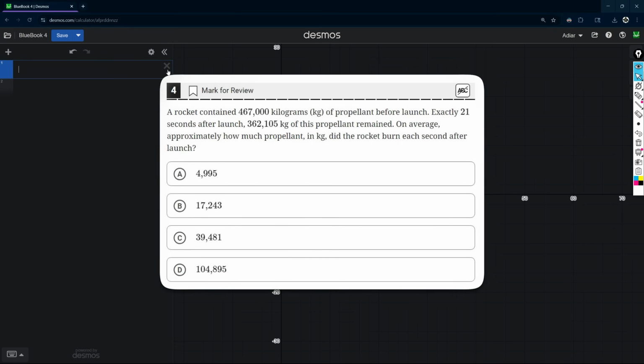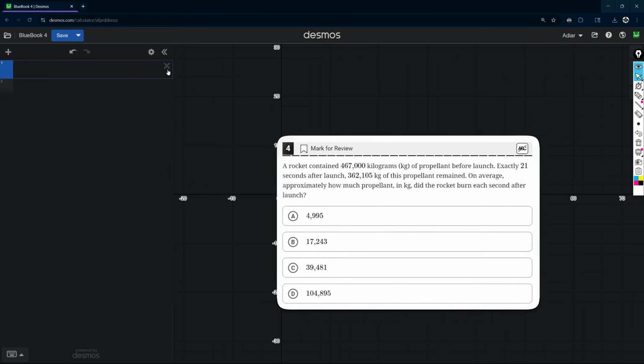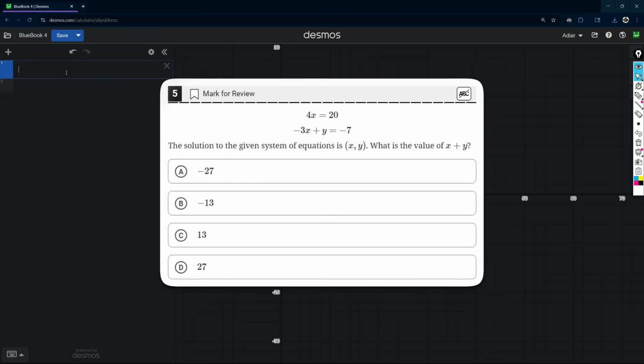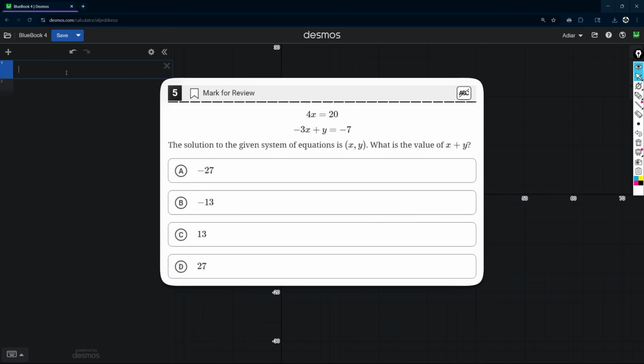A rocket contained 467,000 kilograms of propellant before launch. Exactly 21 seconds after launch, 362,105 kilograms of this propellant remained. On average, approximately how much propellant in kilograms did the rocket burn each second after launch? So how much we used, we can figure that out by taking how much we started with, 467,000, and just subtracting off how much we had left, which was 362,105. And if we divide that by 21 seconds, we're left with 4,995 kilograms per second.